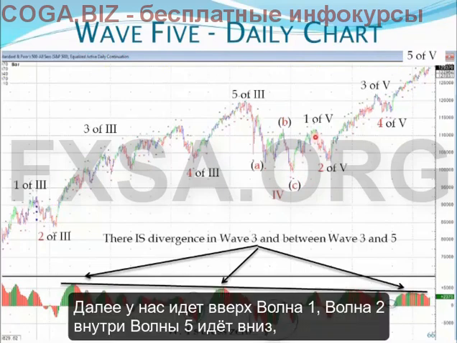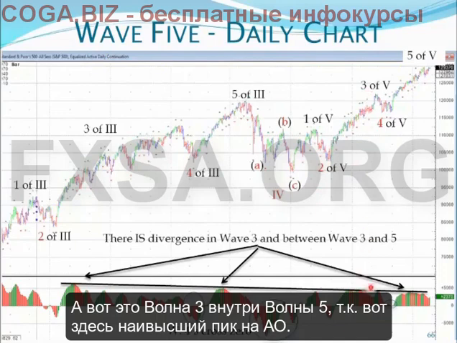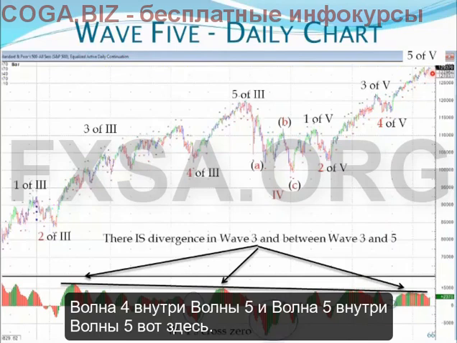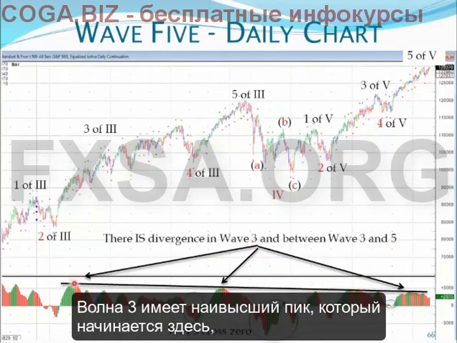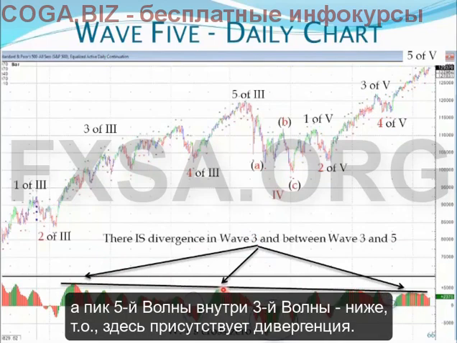Then we have a wave 1 up, a wave 2 of wave 5 down, wave 3 of 5 based on the tallest peak here on the AO, 4 of 5, and 5 of 5 here. Point out that there is divergence. Wave 3 has the tallest peak starting here. The 5th wave of the 3rd wave is lower, so there is divergence.